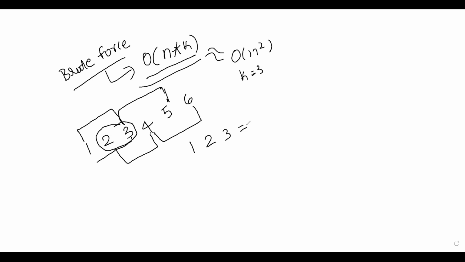What is the sum of 1, 2, 3? 6, correct. Now you start from 2, 3, and 4. If you see here, the sum of 2 and 3 is already calculated here. What is the sum of 2, 3, 4? 9. 2, 3, and 4 is 9.